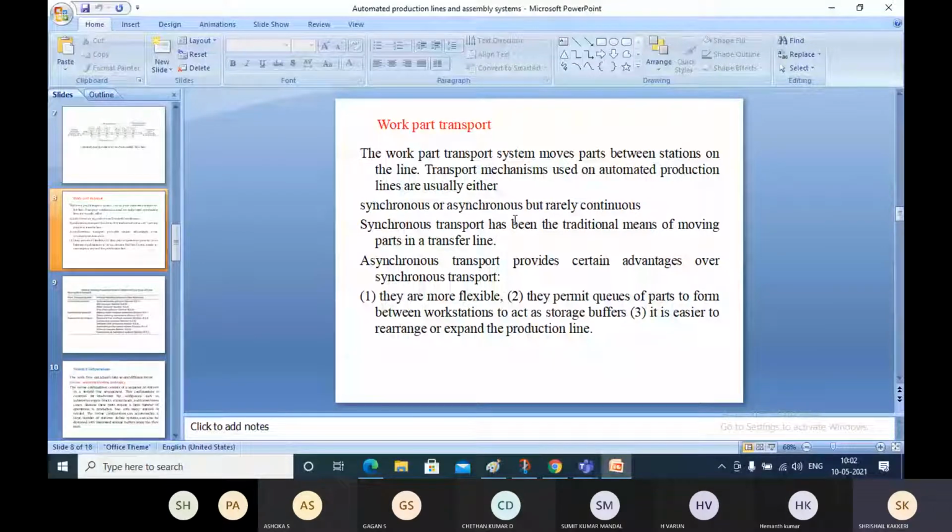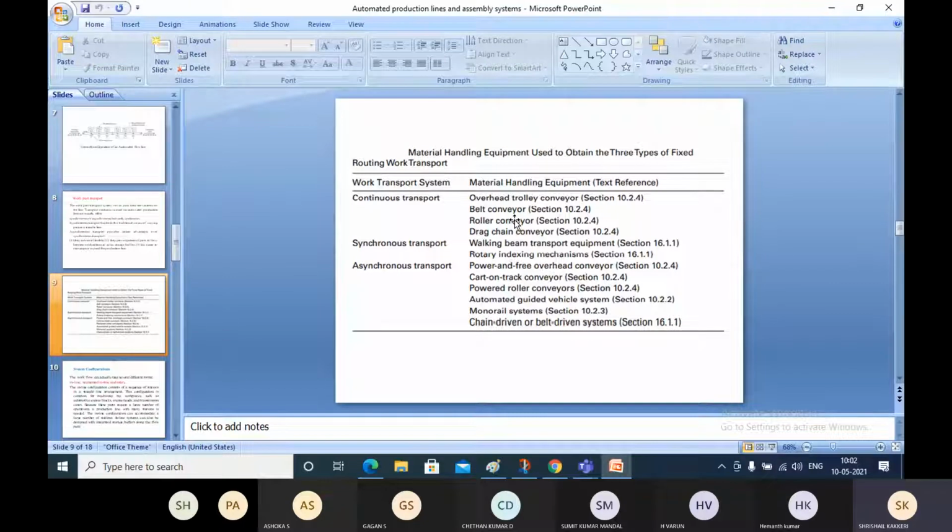Okay, and here I have given, you can see that there are three types of work part transport systems. One is a continuous transport system, a synchronous transport system, and an asynchronous transport system. These are very important. With a neat figure, we have to explain all this.